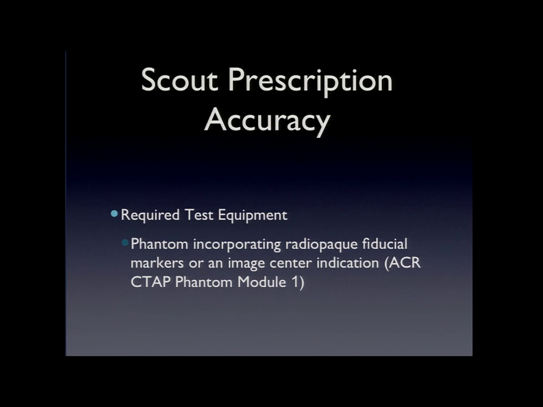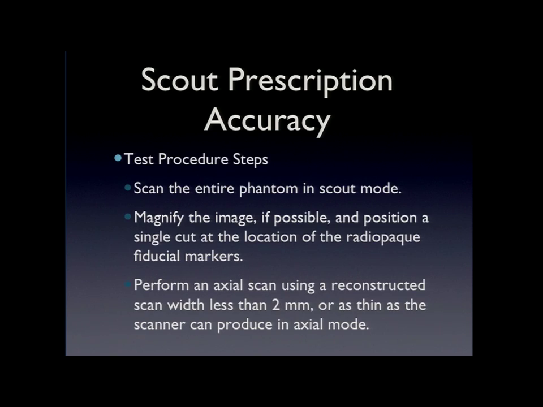As far as some of the tests you need to do, there's the scout prescription accuracy. Scouts are important because they're used for positioning and localization. They're used in auto mA, so you want to make sure this is working properly and accurately. What you want is a phantom that has fiducial markers on it so that you can see them on the image and make measurements to verify that the prescription accuracy is within tolerance. So you scan the whole phantom in the scout mode. You magnify the image so you can get a better look at it and get your cursor positioned properly so you can make the measurements.